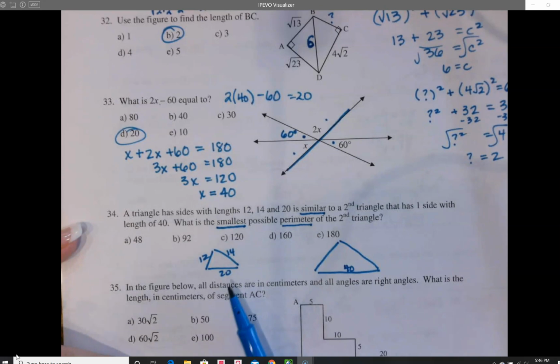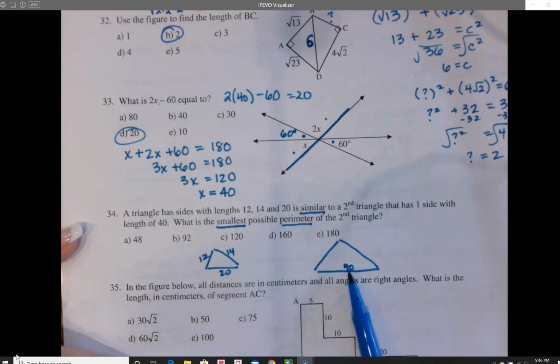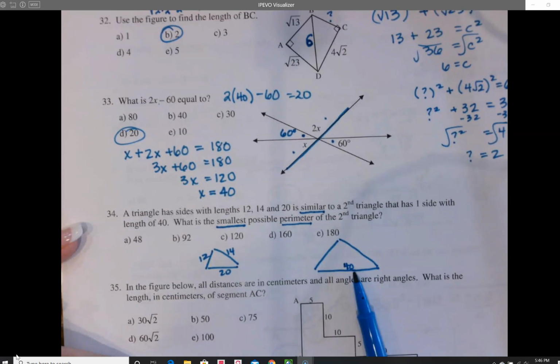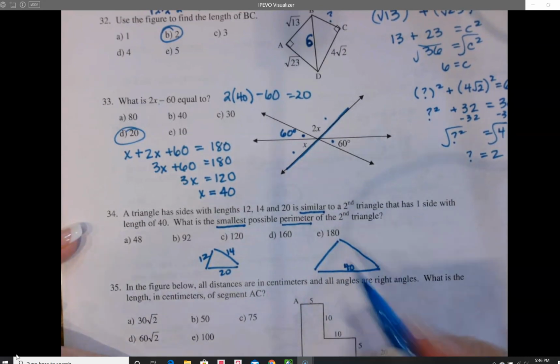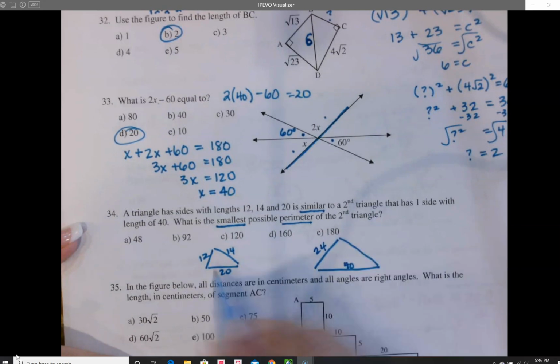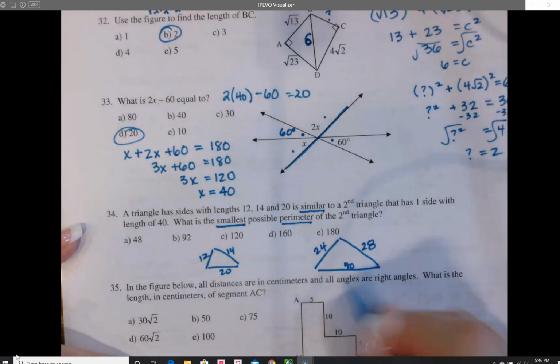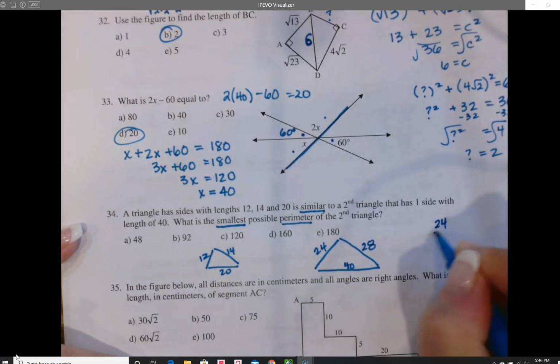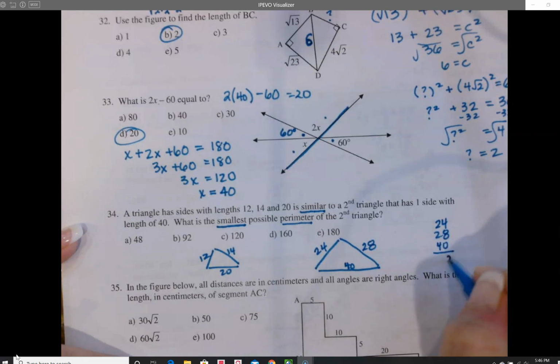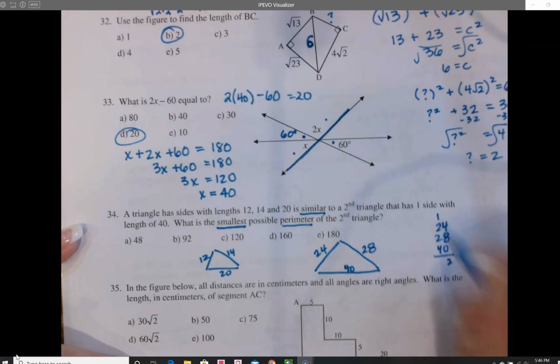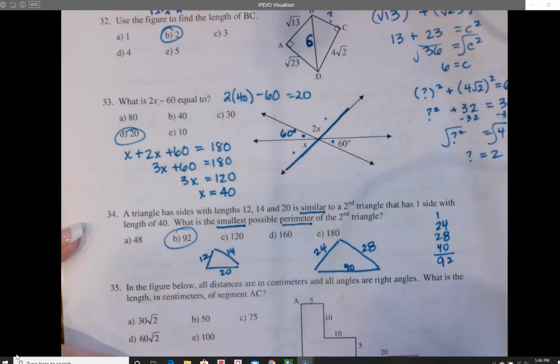Okay, so now I can see my scale factor is pretty easy to see. 20 times 2 is 40. So I don't even really need to set up a proportion. I can figure out that this is going to be 2 times 12, and this is going to be 2 times 14. So if I add up these 3 numbers, 24, 28, and 40, I've got 92 is my smallest possible perimeter. And I'm just going to check my answer with that one. B, yes. Okay, B is correct.